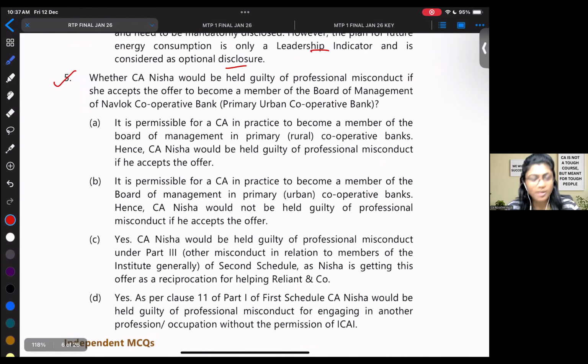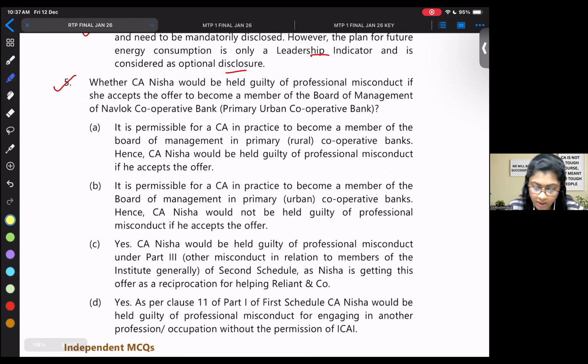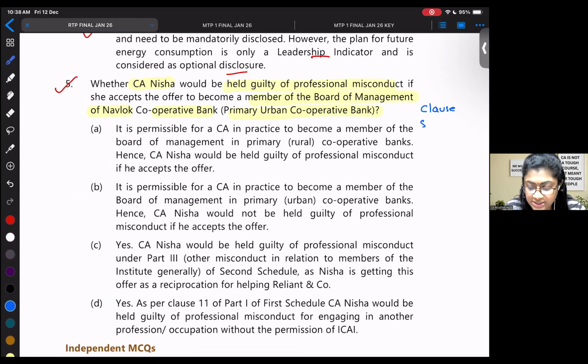Okay. Ada, here comes your favorite topic, ethics. Whether CA Nisha would be held guilty of professional misconduct if she accepts the offer of becoming a member of the Board of Management of Navlok Cooperative Bank, which is a primary urban cooperative bank. Whenever ethics comes, I always say in class, whether it is in the clause, the section, an ESB decision, or a council guideline or regulation, you have to identify. This is only an MCQ, so it's okay. For the descriptive, I'm saying.